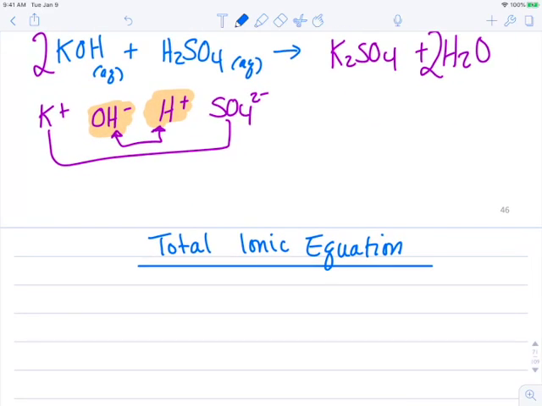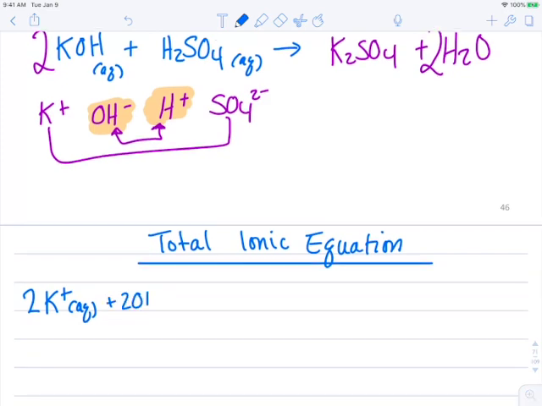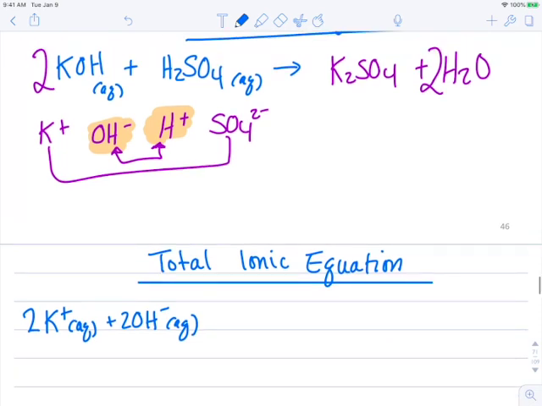Okay, so we break up our strong electrolytes. So I'm going to say 2K+ aqueous, plus 2OH- aqueous. Because we have a 2 out in front, it does apply to both the potassium and the hydroxide. Any questions on what I've done so far with breaking up our KOH?